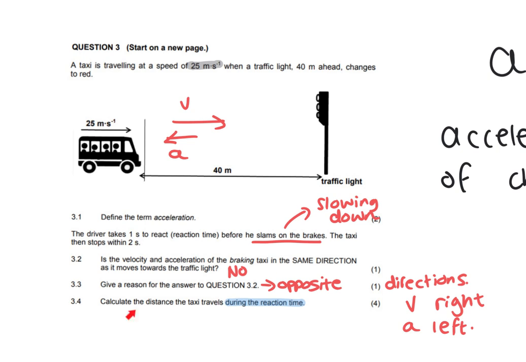It didn't say calculate the distance over which the taxi came to a stop. It said calculate the distance the taxi travels during reaction time. In other words, during this 1 second. So he didn't slow down yet. And that's the key. He was about to slow down. So during the reaction time means during this 1 second. What's velocity? What is his velocity during the 1 second? 25. Okay. So let's set that equation up.